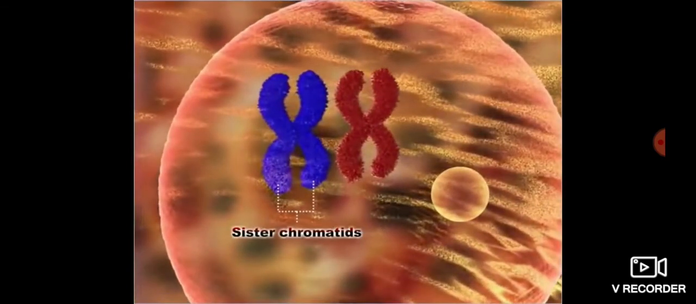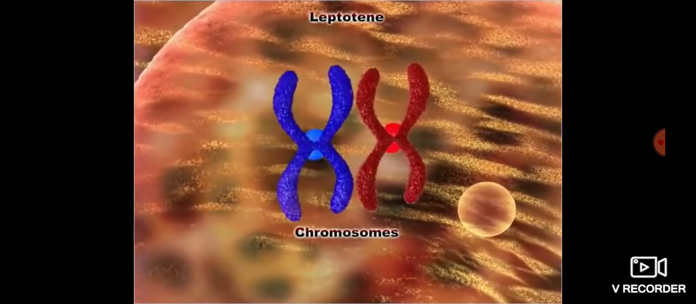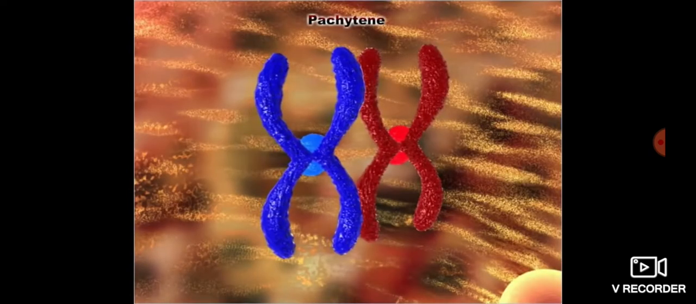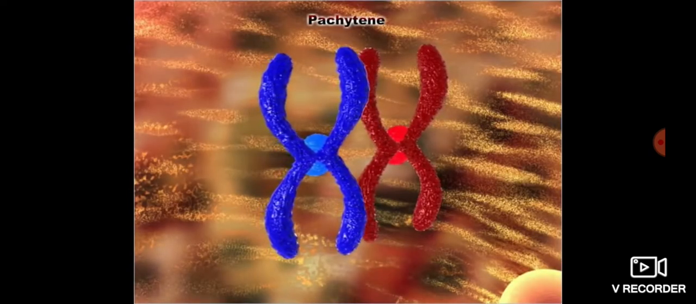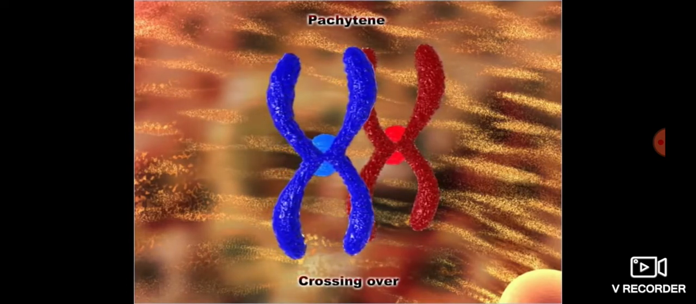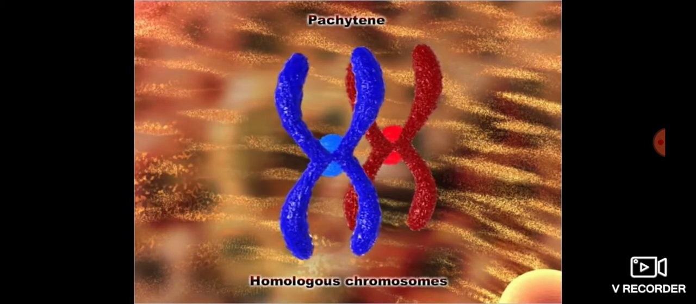Now let us look at the different stages of Prophase I in detail. To begin with, let us learn about leptotene. During leptotene, the chromosomes condense and become visible. The zygotene phase is followed by pachytene. During pachytene, the chromosomal crossing over now takes place between the non-sister chromatids of the homologous chromosomes.